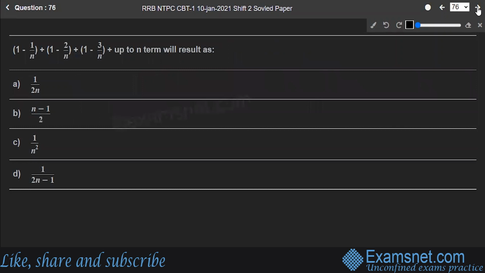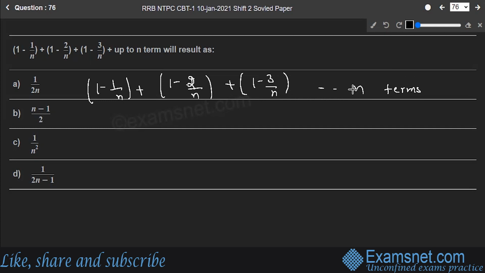Hope you understood this. Next is question number 76. So a mathematical question before us. Let's go with the solution of it. You are given, let's write that, 1 minus 1 by n plus 1 minus 2 by n plus 1 minus 3 by n, up to n terms. So let's open this. You will have 1 multiplied by n, minus 1 by n. So see what will happen. This is 1 plus 1 plus 1, n times 1 is added.